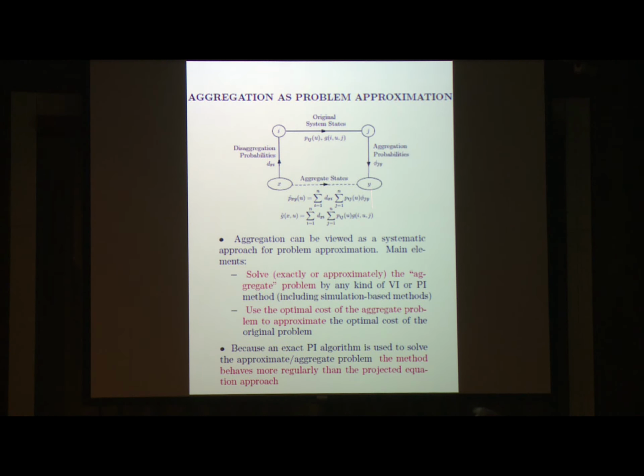Now, one nice thing about aggregation is that the policy iteration algorithm that you use is an approximation for the original problem, but it's an exact algorithm for the aggregate problem. As a result, it behaves more regularly than in the general projection equation approach. The disadvantage of this aggregation approach is that it is kind of restrictive on the approximation architecture that you use, because it involves these probability vectors. Whereas the projected equation approach can use more general types of approximation architecture. The two major methods for policy evaluation, for approximation in value space, are these: projected equation types and aggregation types.